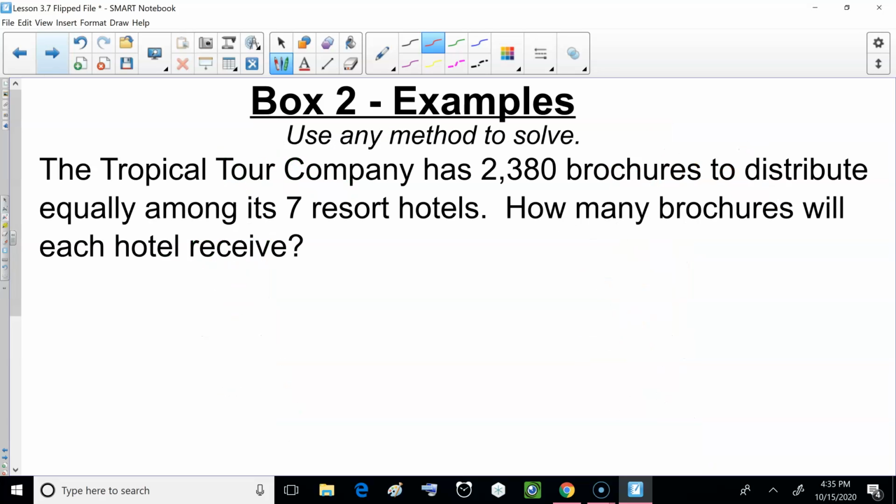And we have a word problem. The Tropical Tour Company has 2,380 brochures to distribute equally among its 7 resort hotels. How many brochures will each hotel receive?